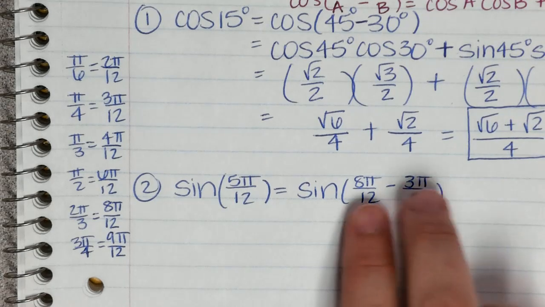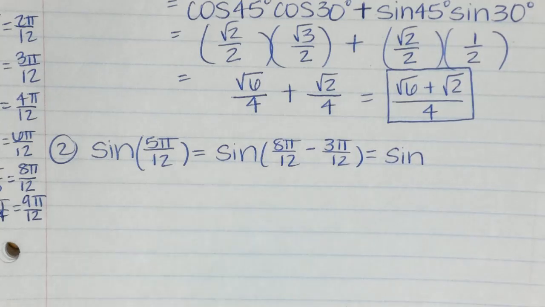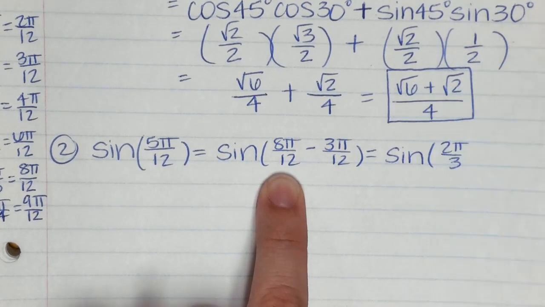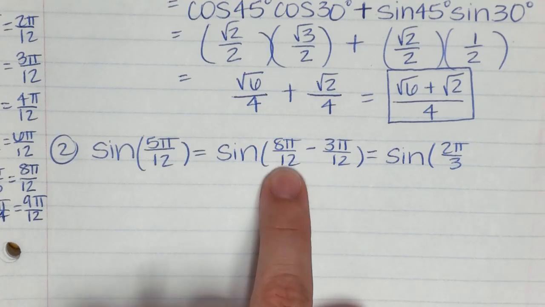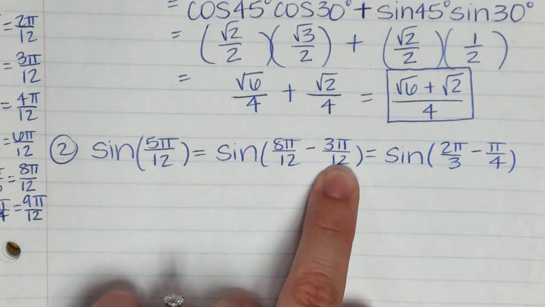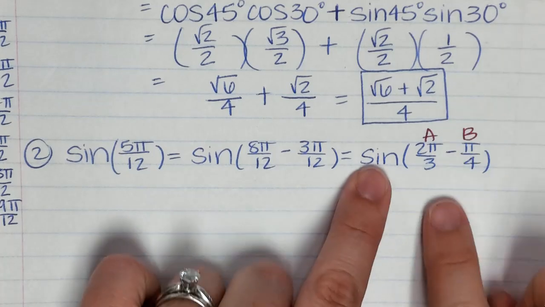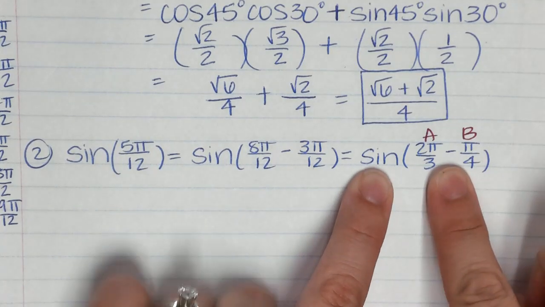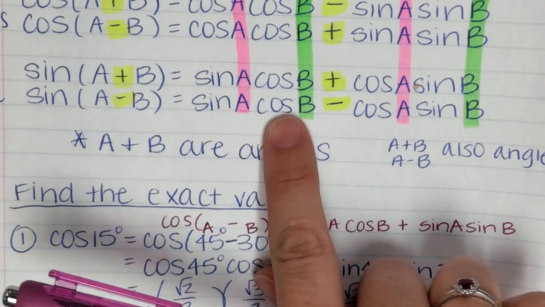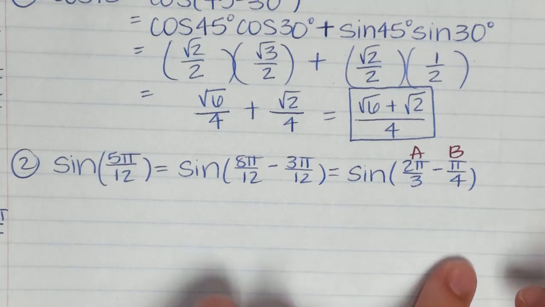After you pick out your two angles on the unit circle, you may want to go back and reduce them so that you recognize them. 8 pi over 12 was 2 pi over 3. I'm just re-reducing them, putting them back. 3 pi over 12 is pi over 4. Now I am using the sine difference formula: sine A cosine B minus cosine A sine B. I'm letting 2 pi over 3 be my A and pi over 4 be my B.